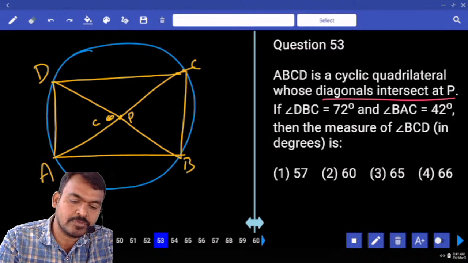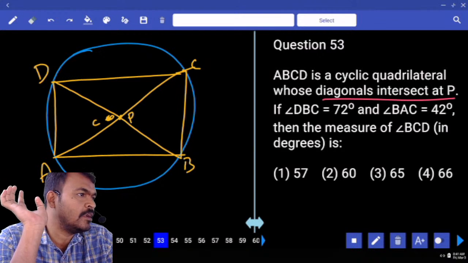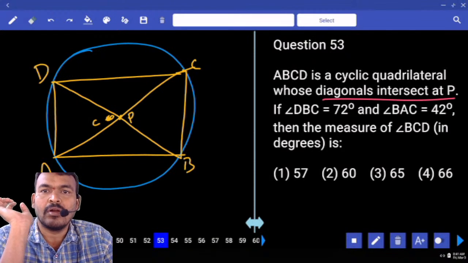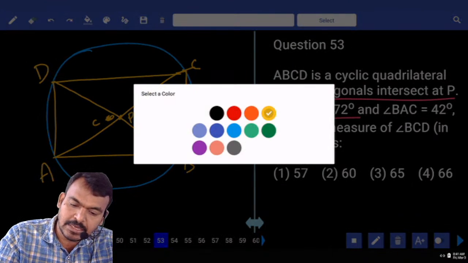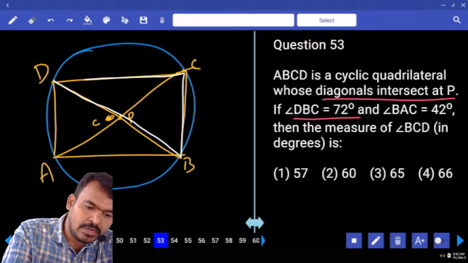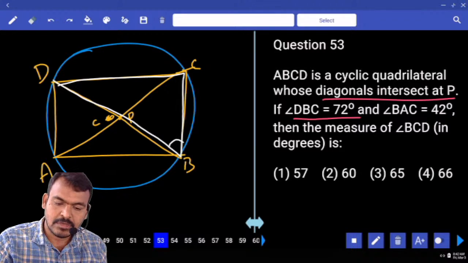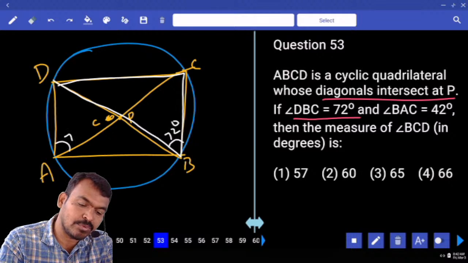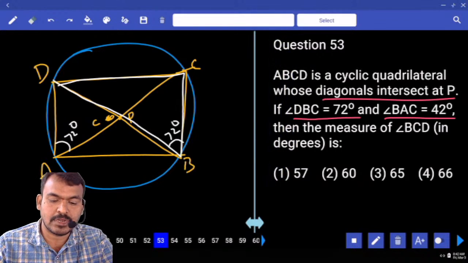And the center point is C. Point P and point C are different. Both diagonals meet at point P, not at the center. Angle DBC equals 72 degrees. Here the alternate angle is also 72 degrees.